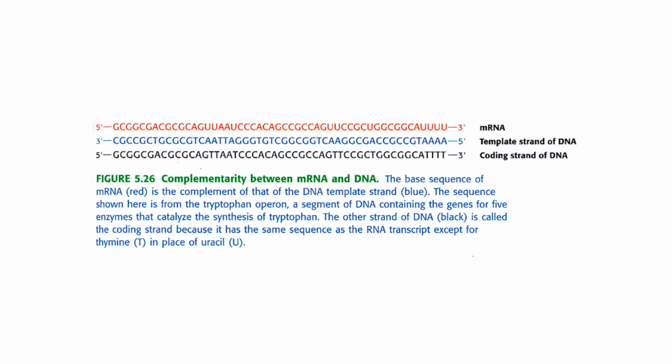And here we have an example of that. Here we have a figure that shows the coding strand of DNA. It is in black, has the same sequence as the RNA, with the exception of the T in place of where the U is in the RNA product. Not shown is that DNA contains a 2-deoxyribose and RNA contains a ribose. The template strand in blue is anti-parallel and complementary to both the coding strand and the mRNA strand.